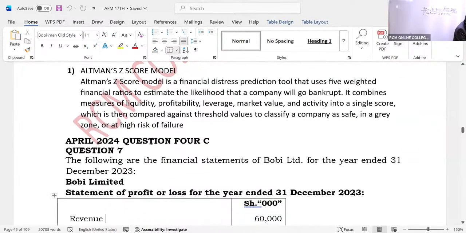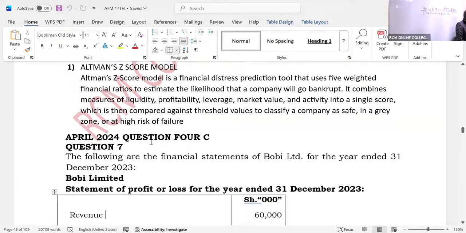If you scroll down there, you'll be able to see April 2024, question number 4C. So we write it down: April 2024, question number 4. Where did I get 5 from? Thank you so much. Question number 4, yes.